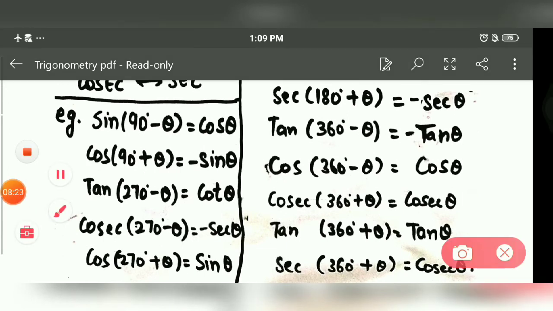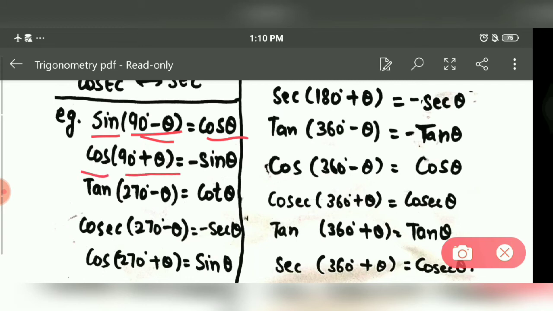So the first example is sine of 90 minus theta. With 90 minus theta, sine is going to be changed into cos. So sine 90 minus theta changes to simply cos theta. The change occurred because of 90 minus theta. But next, the sign: this lies in the first quadrant, where all are positive, sine is positive, so its result is also positive.